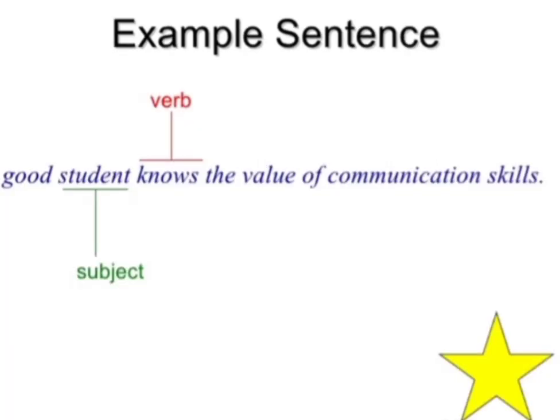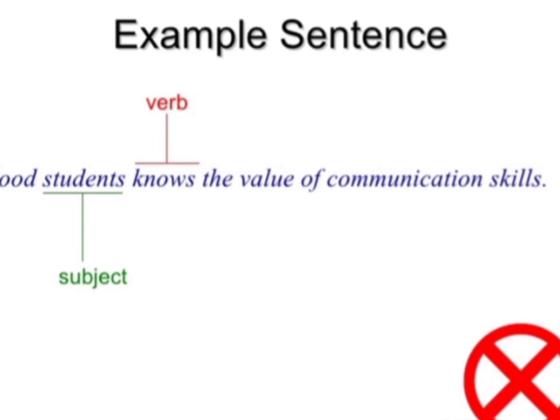Now let's solve an example. A good student knows the value of communication skills. Here, student is a subject and knows is a verb. As per the rule we learned, if the subject is singular, what do you have to do? You have to add s with the verb. That's why this sentence is correct. A good student knows the value of communication skills.